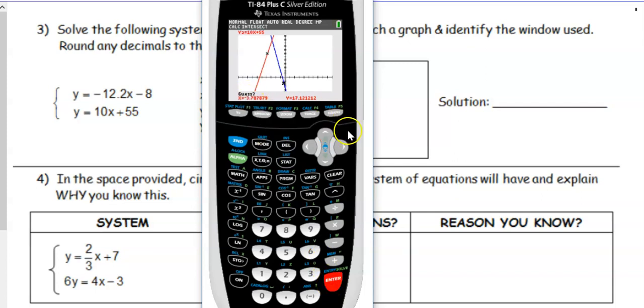Then it says, okay, where do you think it is? Get somewhere close. It doesn't have to be super exact. It doesn't matter if I push enter here. Anywhere around there, because there can be more than one point of intersection. So you're telling your calculator, I want this one in this area. So then I push enter. Okay, here is my point of intersection.